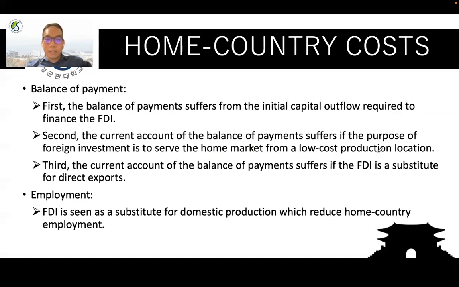But of course, there are disadvantages to the home country as well. Like the balance of payments might suffer because, remember, initial capital: you need to go there, you need to build the infrastructure, the facilities and everything. So you need the capital expenditures, right? The initial investment, and that would be money outflows from your country to the host country.